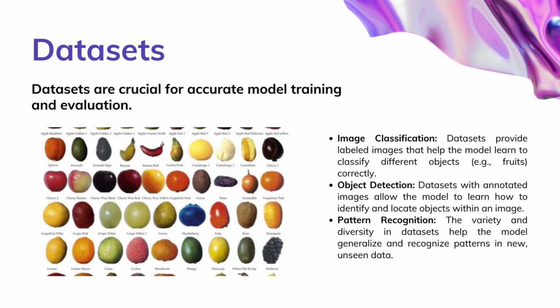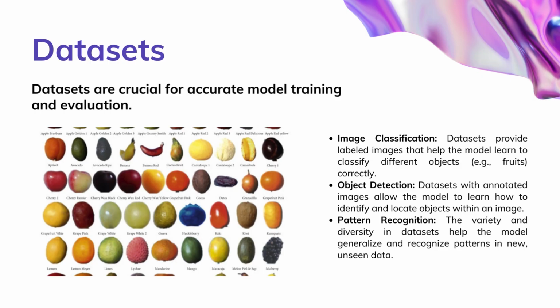This is about datasets. Before performing recognition, it's crucial to analyze patterns. Here, datasets serve as patterns for the model to recognize similar or dissimilar patterns. Accurate datasets are essential for effective model training and evaluation. They play a key role in several areas: image classification, object detection, and pattern recognition.